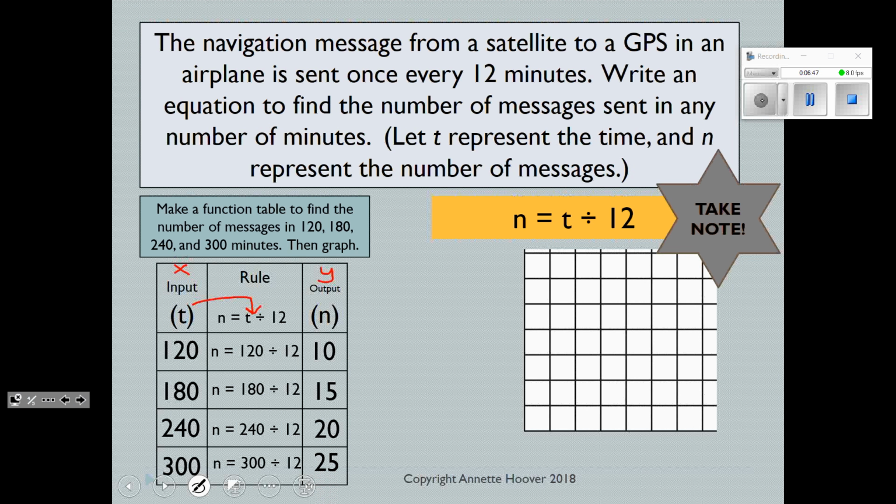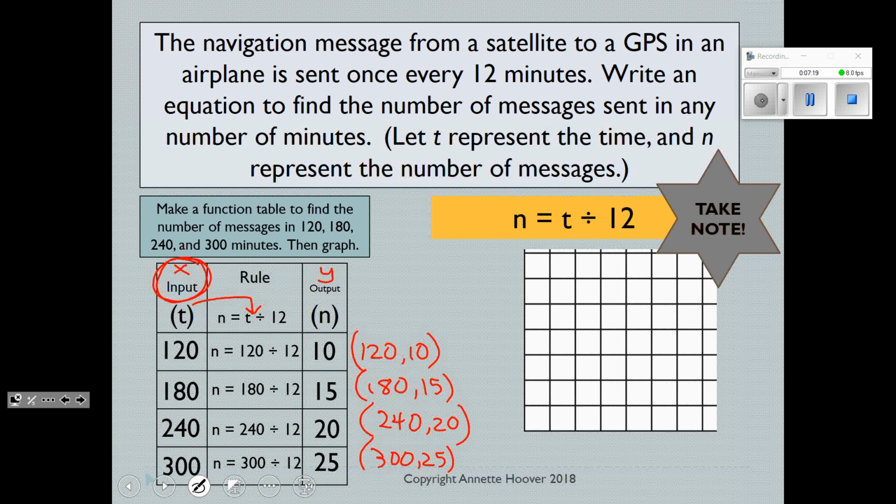Now again, we've created ordered pairs. We have 120, 10, 180, 15, 240, 20, and we have 300, 25. We can graph these on a graph. When graphing, people always ask, well, how do I know which information to put on the x-axis and what information to put on the y-axis? Well, this tells you right here.